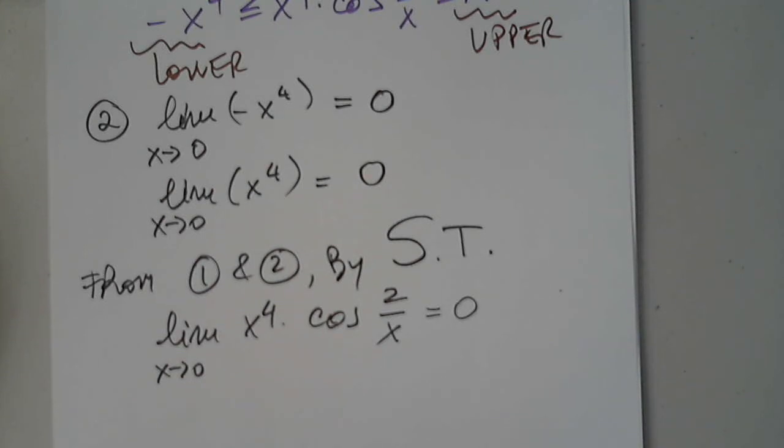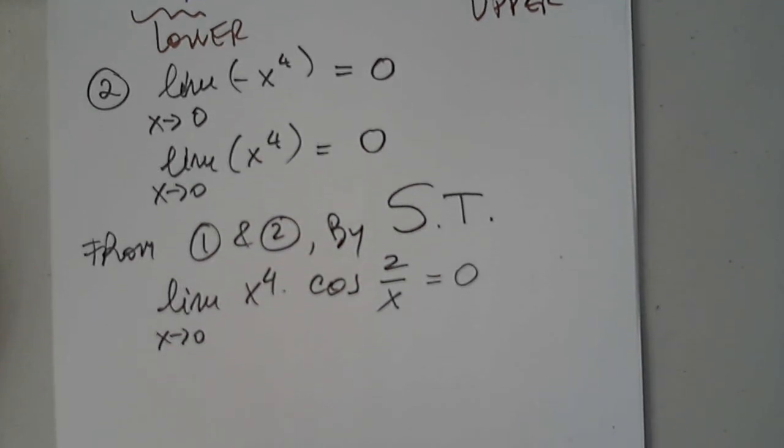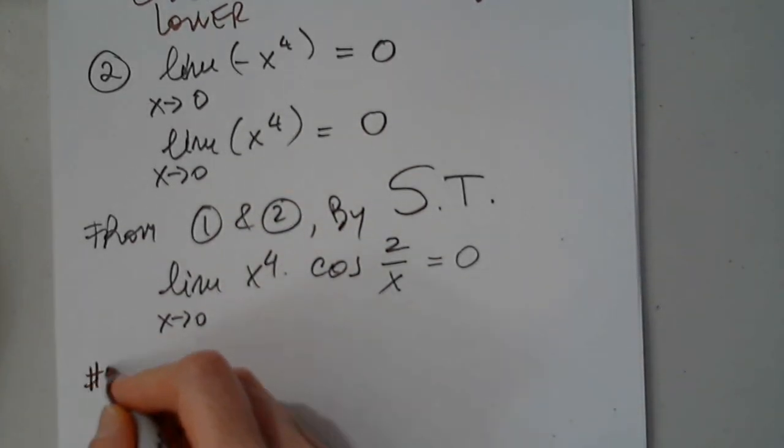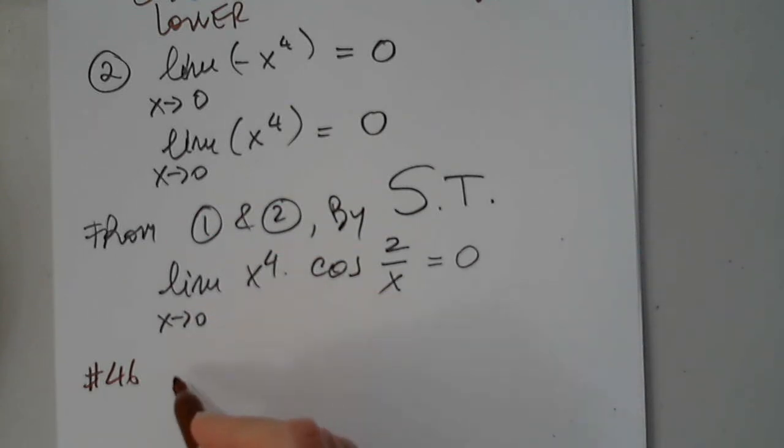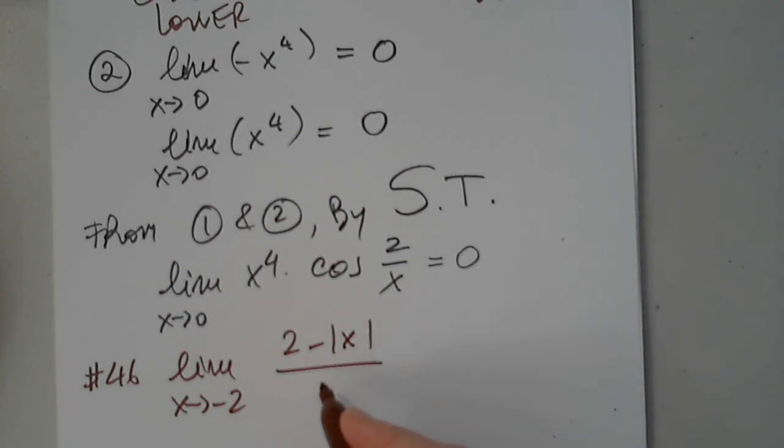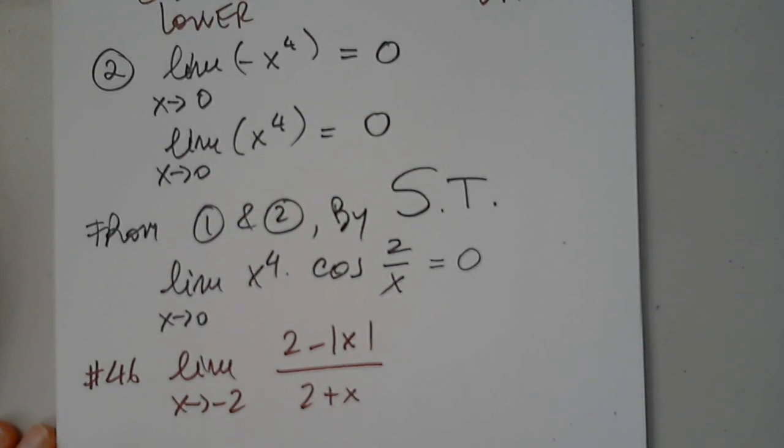Okay, I want you to choose any problem you want from these. We have to work on at least one problem with absolute value, and then we can move on. That's very important. At least one, please. And 46. Then we can move on. Which one did we pick? 46. Okay, let me copy 46. So the limit as x approaches negative 2 of 2 minus the absolute value of x, over 2 plus x. Perfect. Okay, good pick.